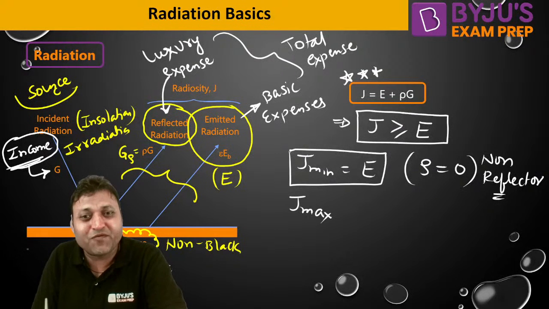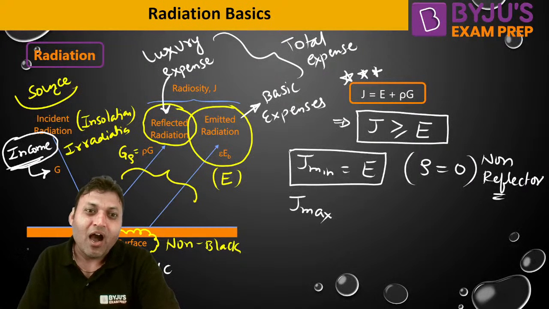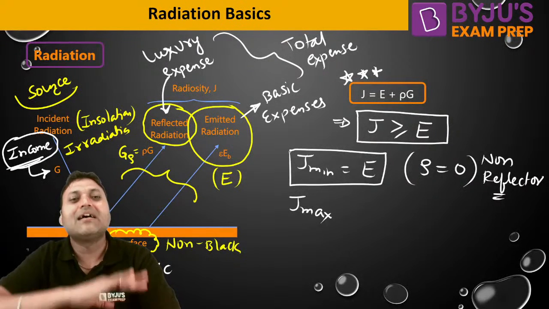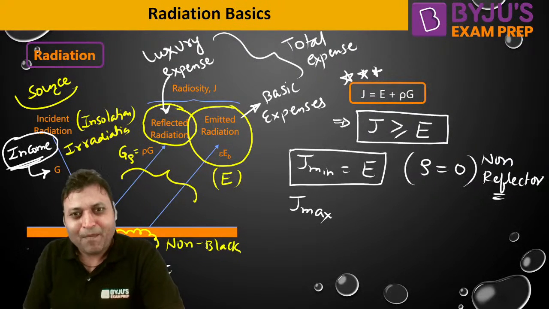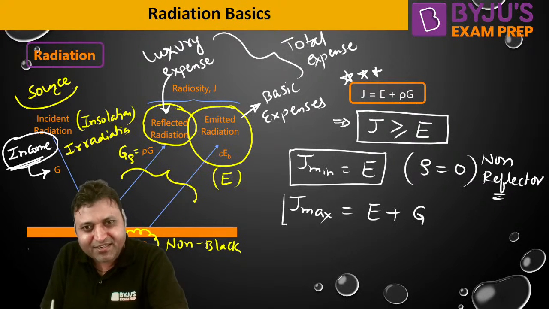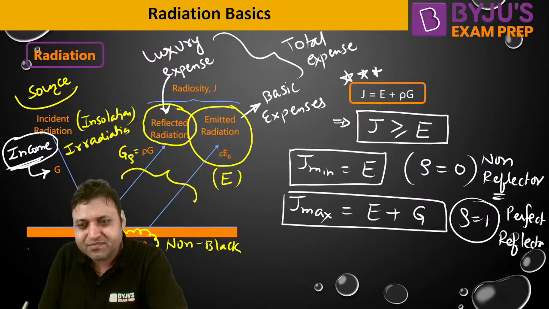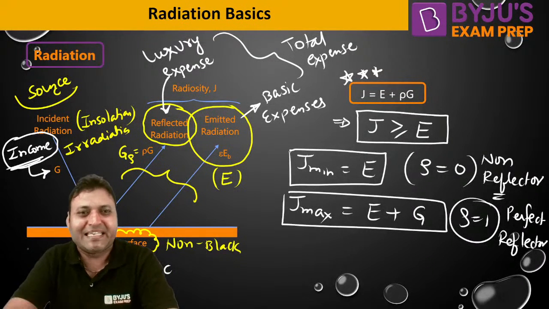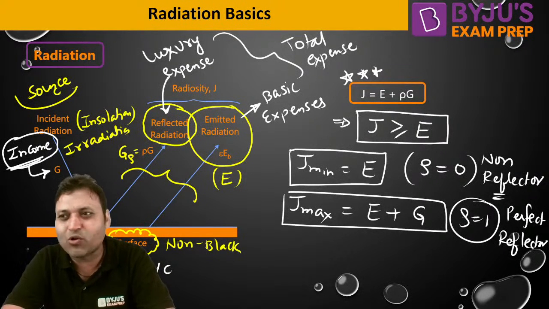And what is the maximum value of J? When the person is spending all his income on the luxury items. Basic expense has nothing to do with the income, but the maximum value of J is equal to E plus G, isn't it? When rho is equal to 1, or when the surface is a perfect reflector. So the minimum value of radiosity is equal to the basic expense or the emitted radiation, and the maximum value of J will be E plus G. Is this clear to everyone?